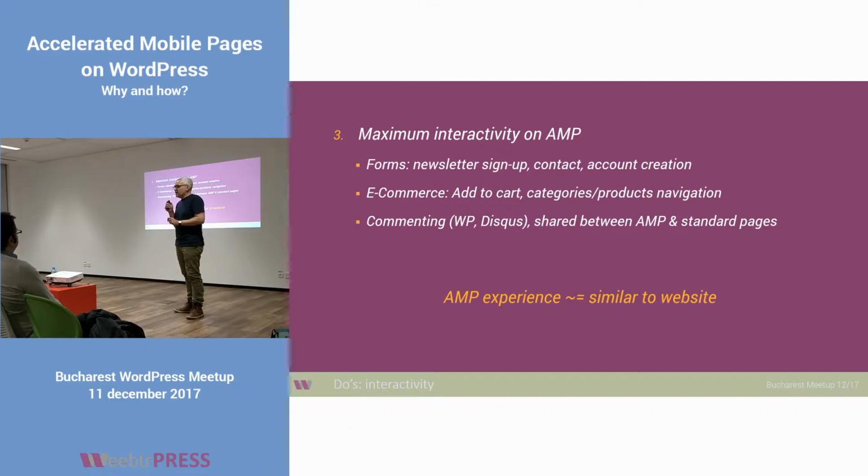The second thing you have to pay attention to a lot is that you need to have interactive AMP pages. You need to have menus, you need to have a search function. If you have a newsletter sign-up form on your site, you need to have a newsletter sign-up form on your AMP version. You need to bring all the things that interact with your customers along on your AMP page. Likewise, if you have an e-commerce site, you need to have an add to cart button that works. You need to be able to navigate through products on the AMP version.